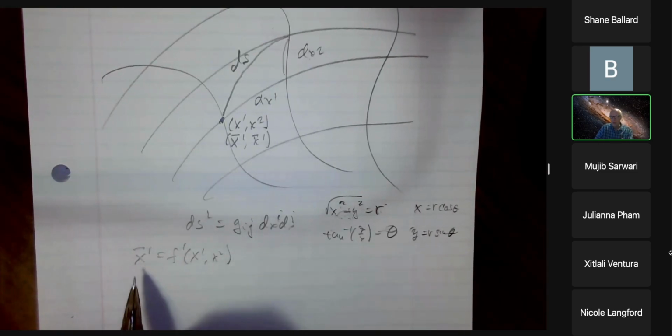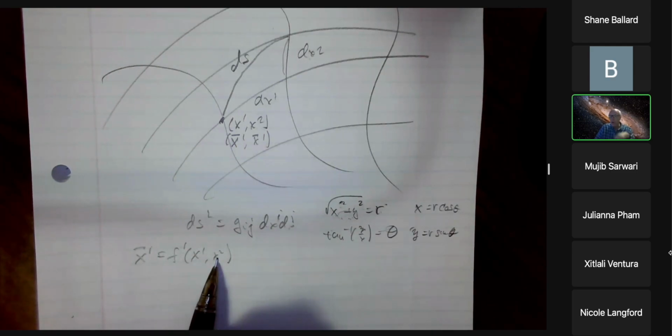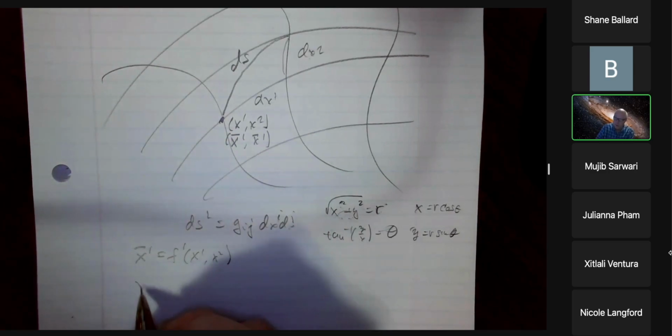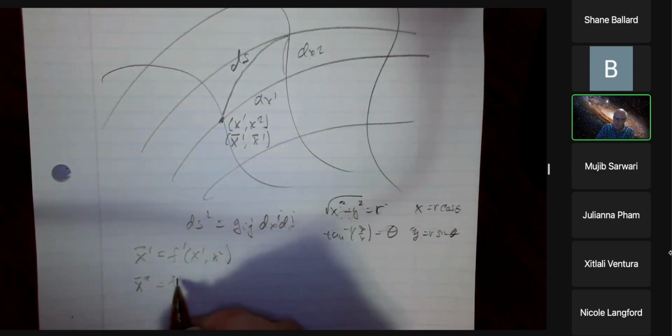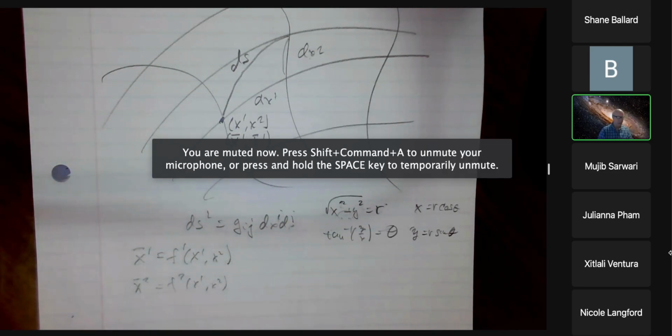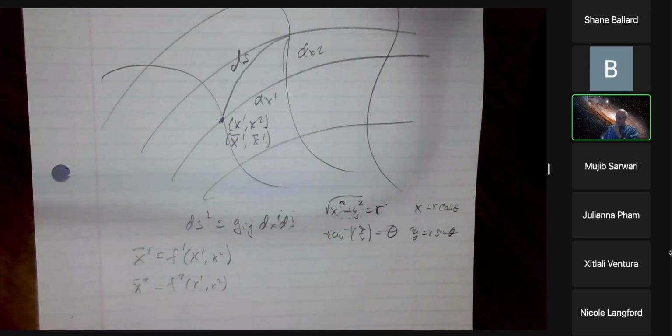All I'm simply saying is that the value of the x bar 1 coordinate is some function, of two variables, of the other coordinate system. And it goes both ways. So each coordinate is a function of the other one. Likewise, we can write x bar 2 as some second function of the coordinates. All right? So now let's consider this idea.